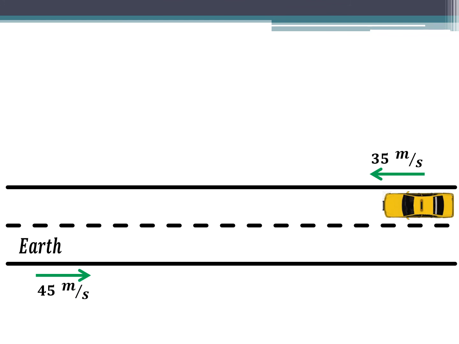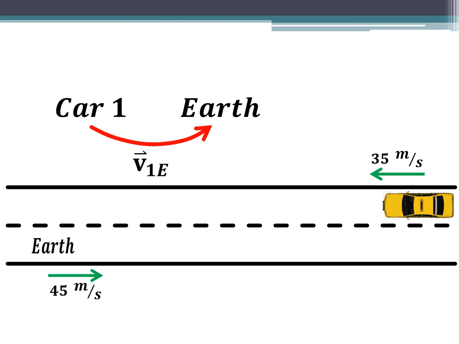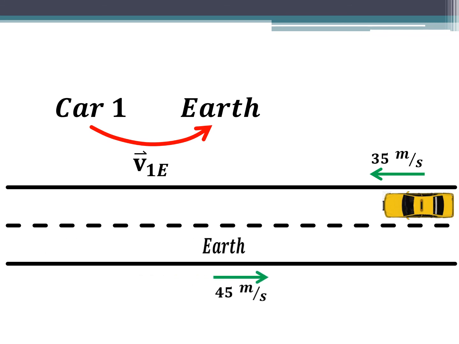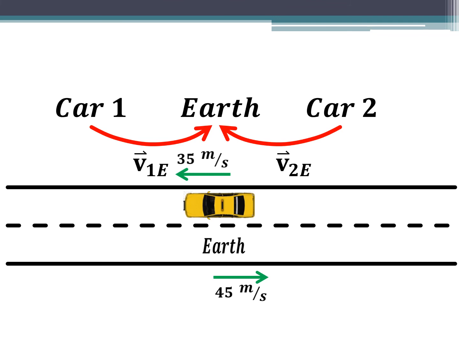So in our example, we have the first car that has a 45 meter per second velocity relative to the Earth. And then the second car has a 35 meter per second velocity relative to the Earth also. Now, you may notice a problem here. Car 1 is relative to the Earth, and car 2 is relative to the Earth. Well, in order to determine the total velocity of car 1 relative to car 2, I have to figure out the velocity going this way of the Earth relative to car 2.